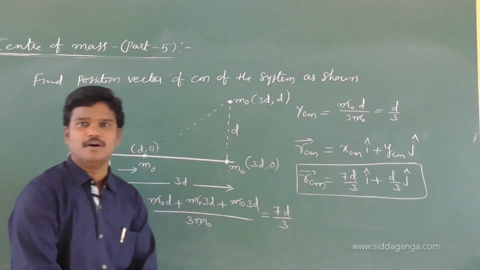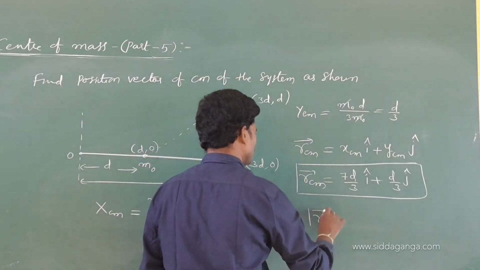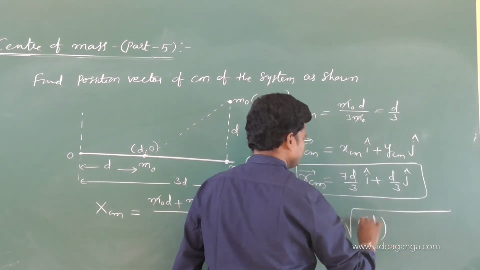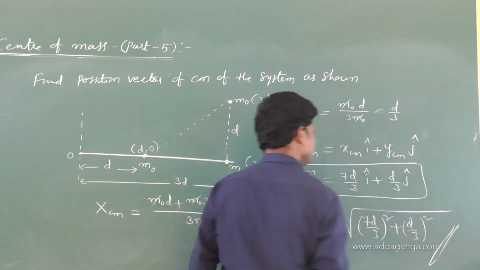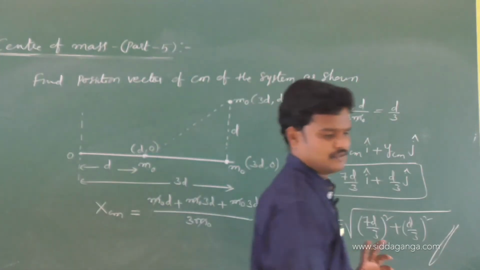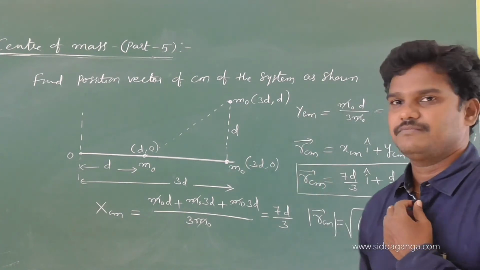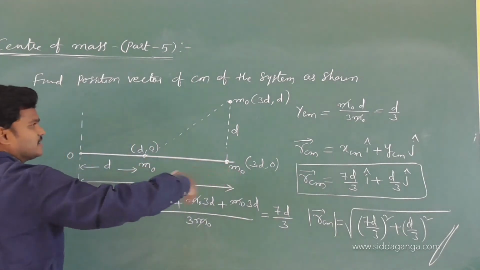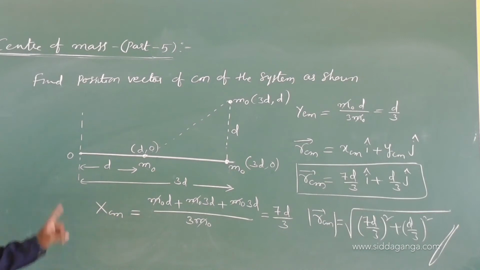I got R_CM bar. If they ask you to find the magnitude, you can take the root of (7d by 3) whole square plus (d by 3) whole square, and you will get the answer. Try to understand the process, how I am getting coordinates and how I am substituting. There are different cases, one along the x axis, one along the y axis. They may give anything. This is one example for this model.